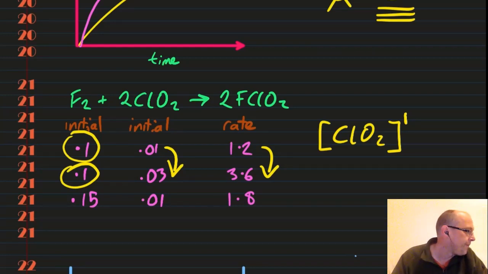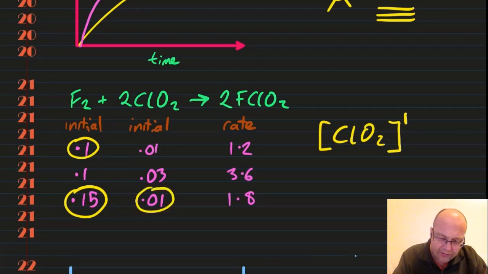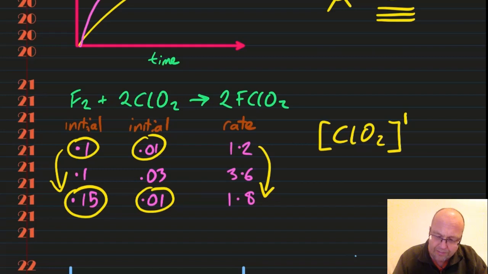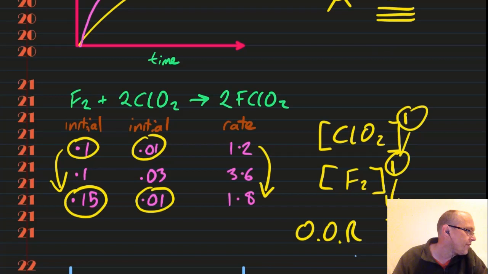No. Actually, I have to know for fluorine as well. So for fluorine, if I look at that and that, keeping the chlorine dioxide the same, I've increased that by a factor of 1.5. And the rates also increase by a factor of 1.5. So the order of reaction for fluorine is also 1. And the overall order of reaction is you sum these exponents to give 2. So overall order of reaction is 2 there and 1. So that's D, 21D. Yep, 21D.